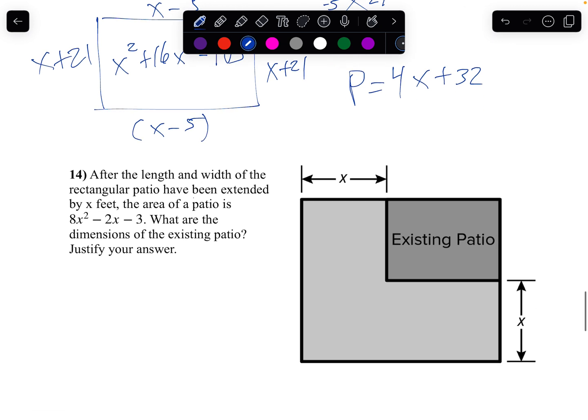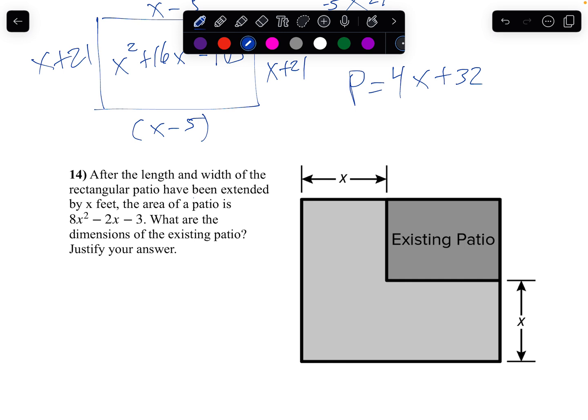And we're going to approach the same thing on number 14. I know the area of my patio, after the length and width of a rectangular patio have been extended by x feet. So we're going to add those x feet on, and we get the area of the patio is 8x squared minus 2x minus 3. I want to know the dimensions of the existing patio.